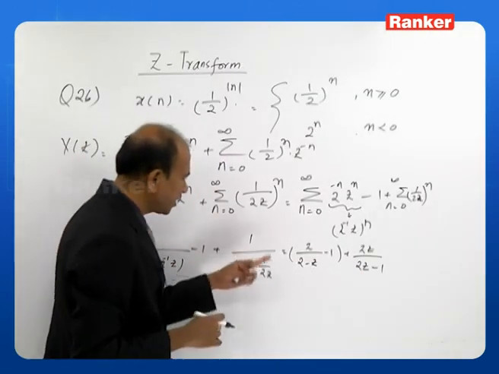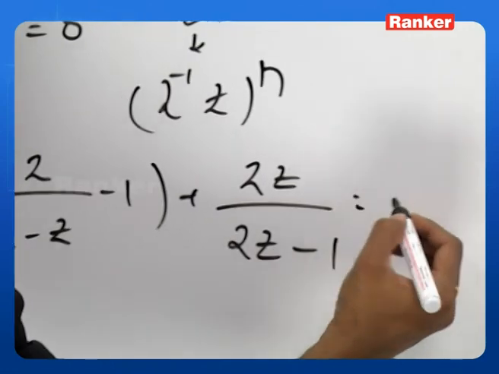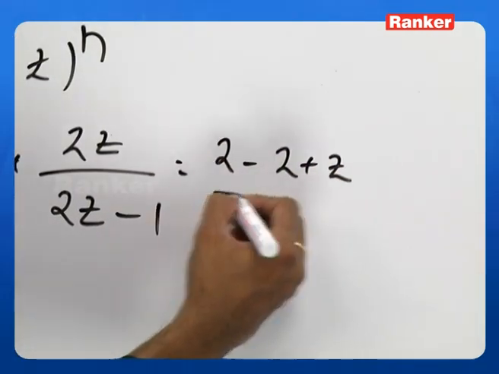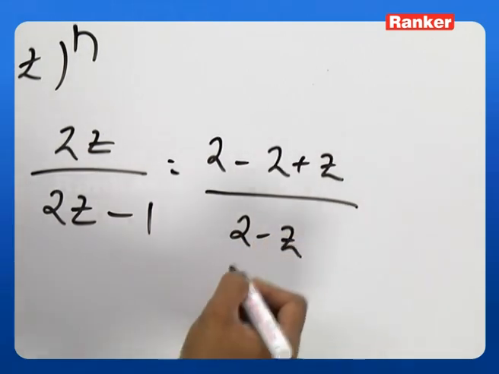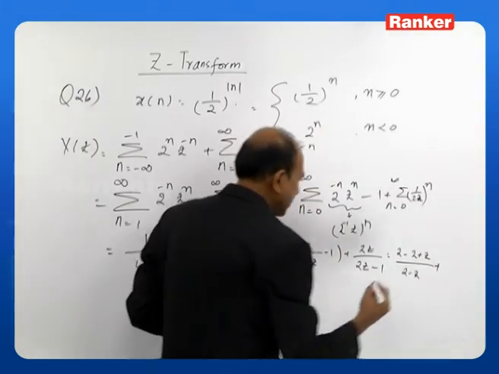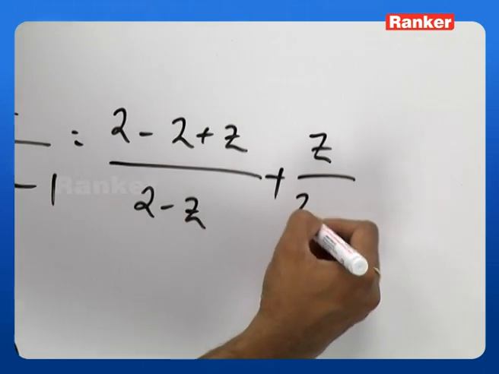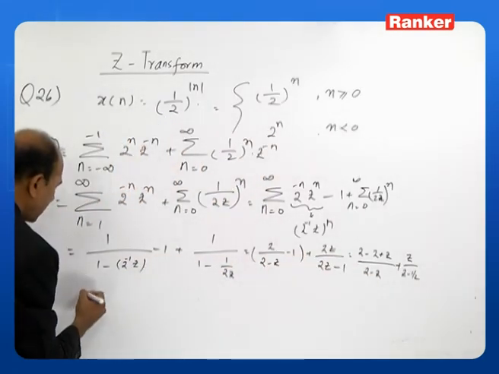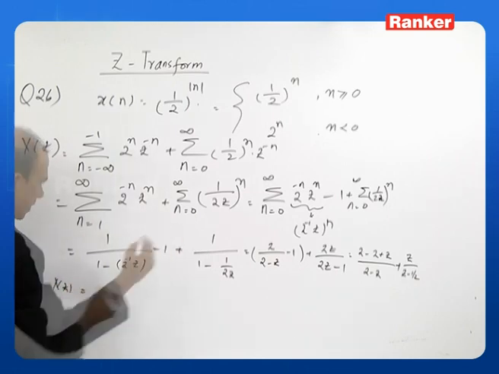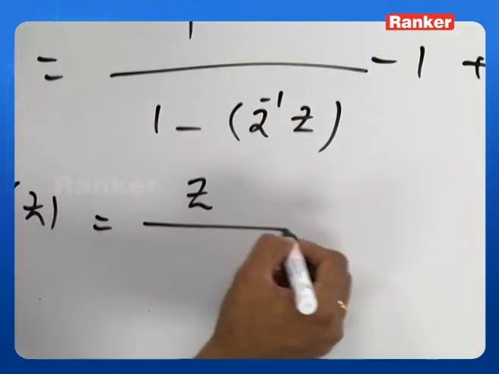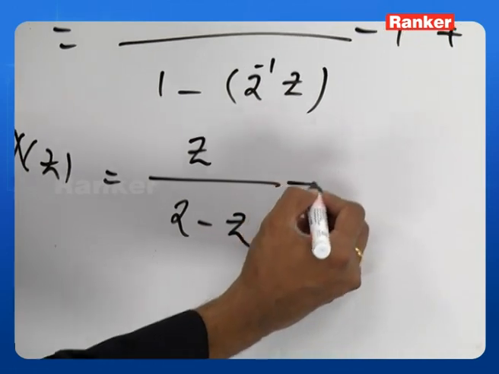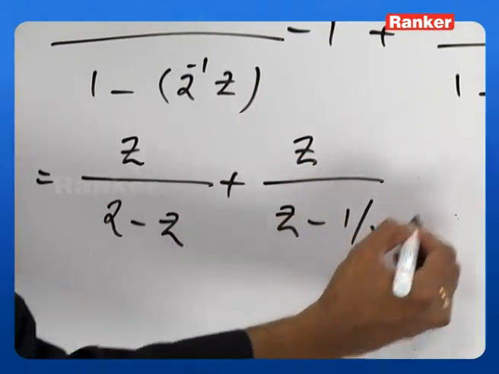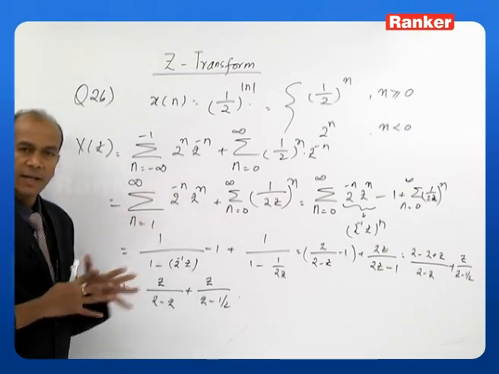Now how much is this? This we can write here as 2 minus 2 plus z by 2 minus z, plus z by z minus 1 by 2. So X of z we can write as z by 2 minus z plus z by z minus 1 by 2. So this is my X of z in this case.